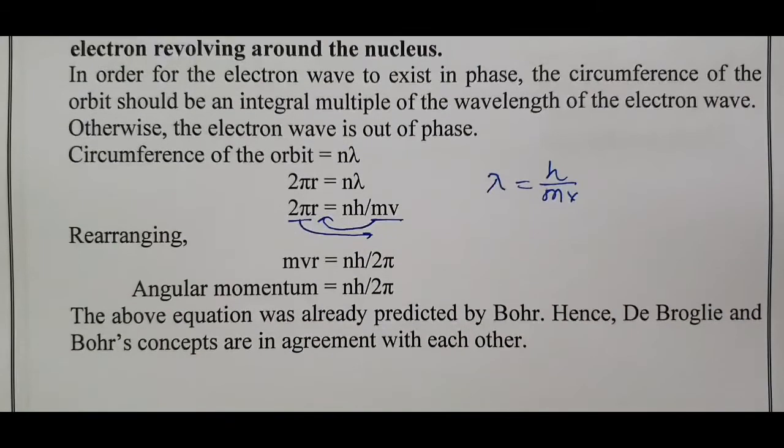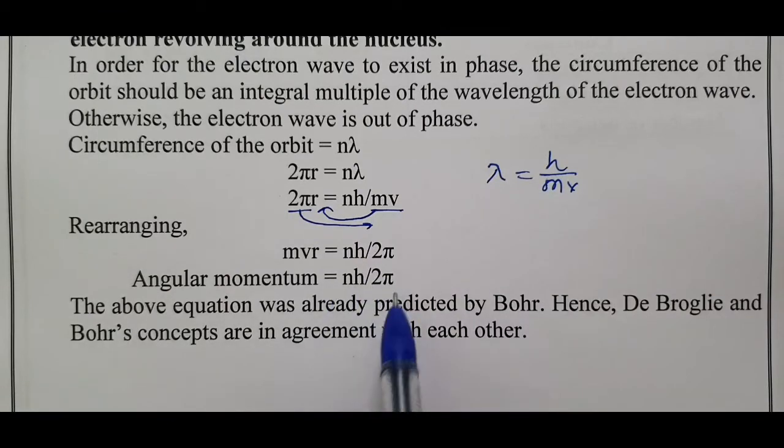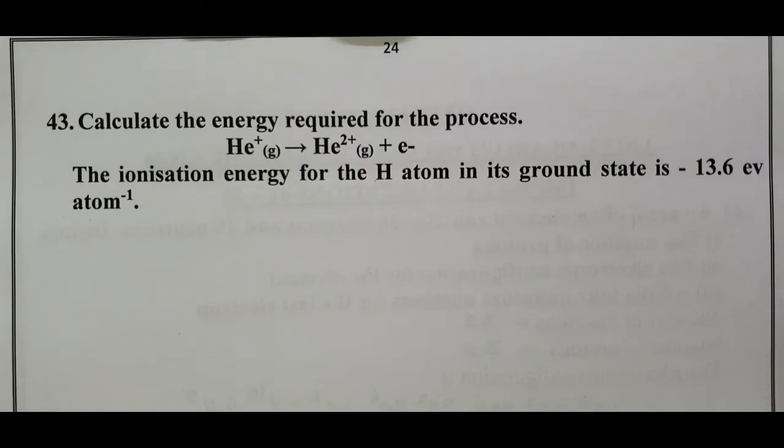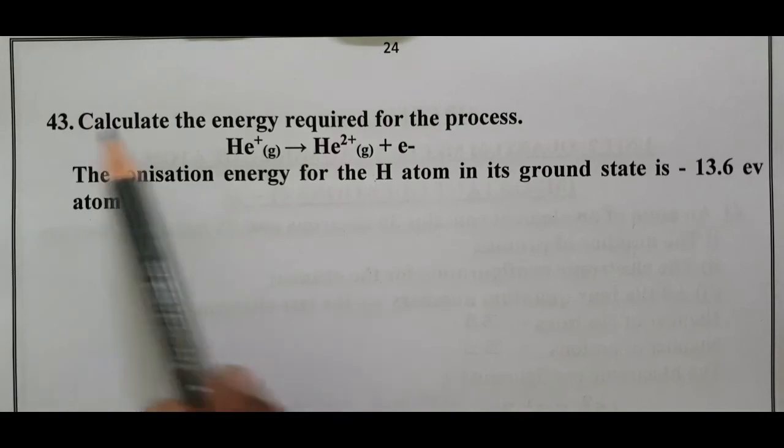So, the angular momentum formula we know, n into h by 2 pi. This above equation was already predicted by Bohr. Hence, de Broglie and Bohr concepts are in agreement with each other. That is question number 42. Come to question number 43.